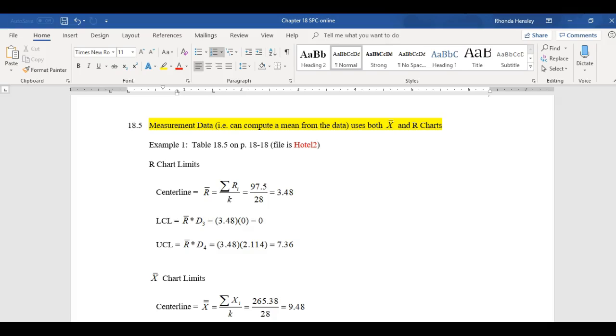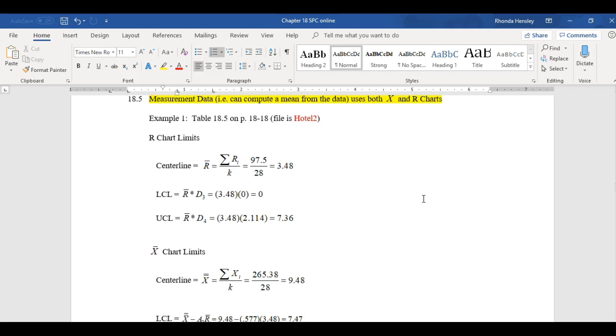This is part 2 of chapter 18. We still have left to cover the X-bar and R chart, which uses measurement data, something you can find an average for, as well as process capability. There's a lot of other reading material, but you're responsible for reading that on your own.